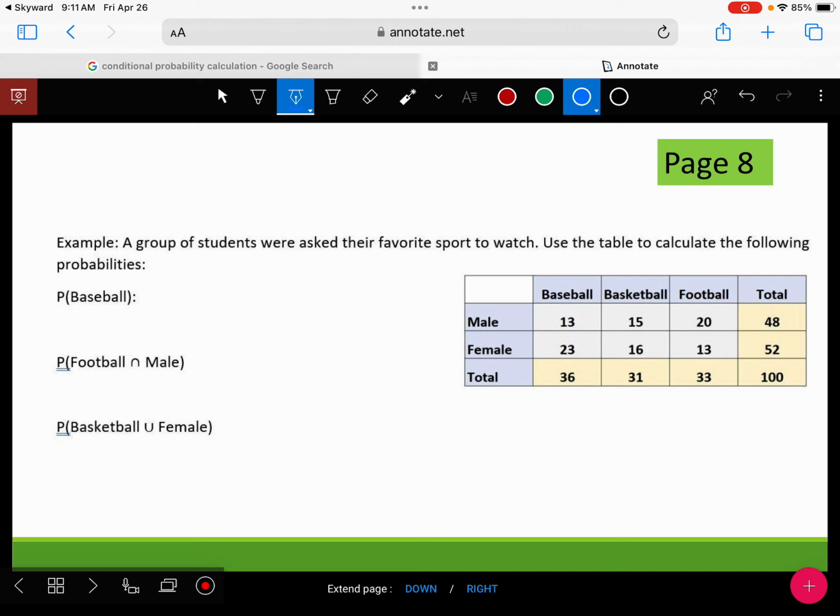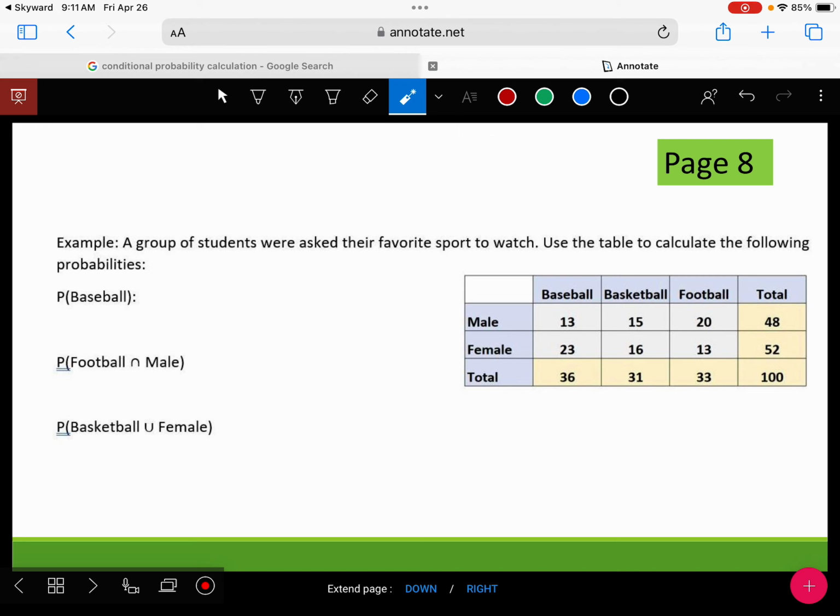So we have a table now. And it's talking about students that were asked what their favorite sport was to watch. And we're going to use this table to find the probability. So this is called a two-way table because we have males and females, going horizontally, and then we have our sports going vertically. So in total, how many people participated in this survey?